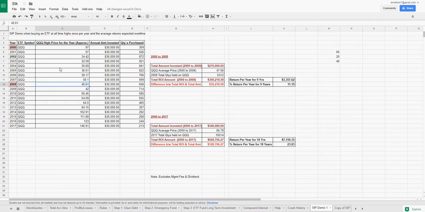That's very negligible. Dividend will overcome your management fee. That way you are saved. So that's the reason why I don't want to discuss. The more important point is the investment.